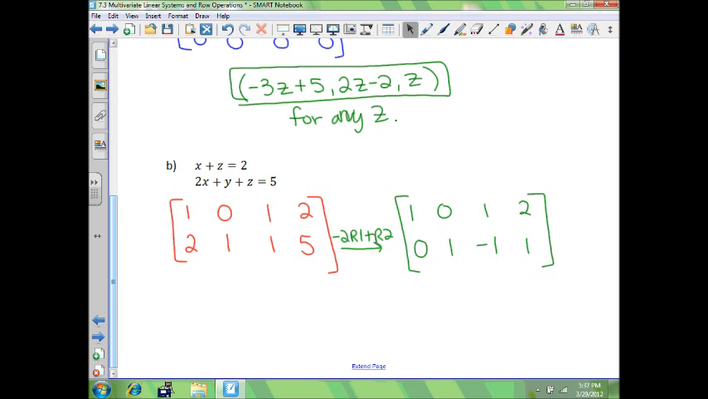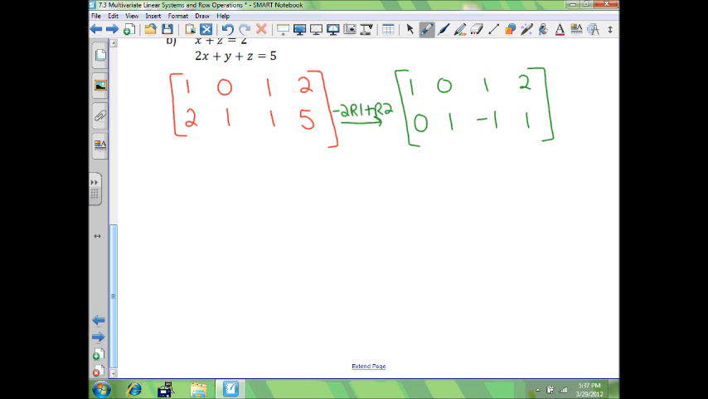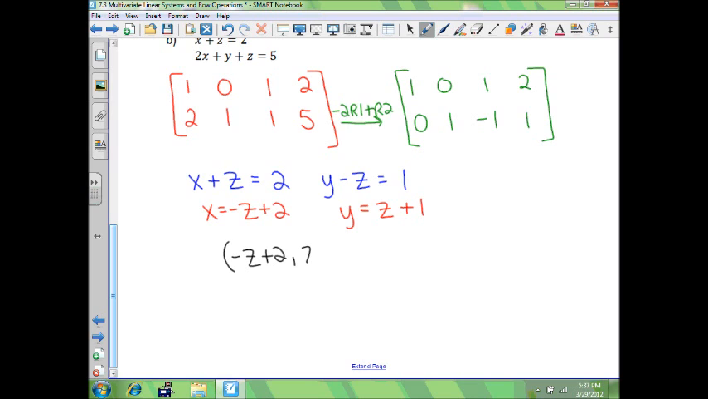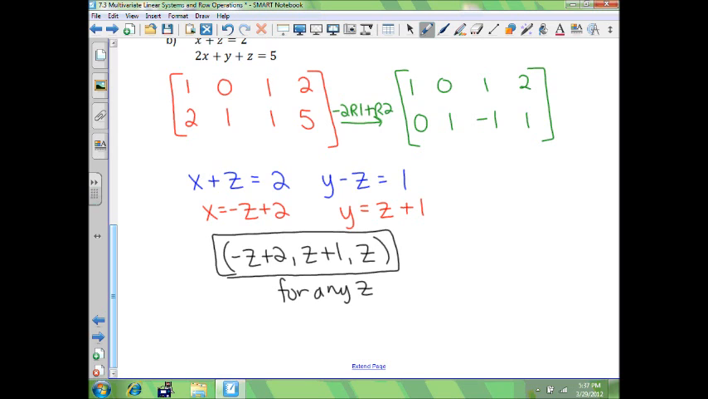So here's our answer so far. Again, we'll have x plus z equals 2, and y minus z equals 1. So solving this for x, x will equal -z plus 2. y will equal z plus 1. So my answer will be -z plus 2, z plus 1, and z. And again, this is for any z.